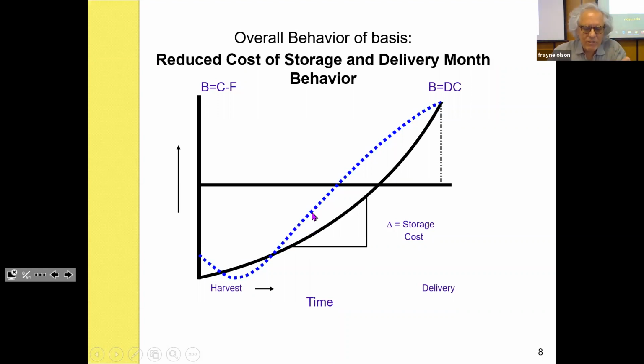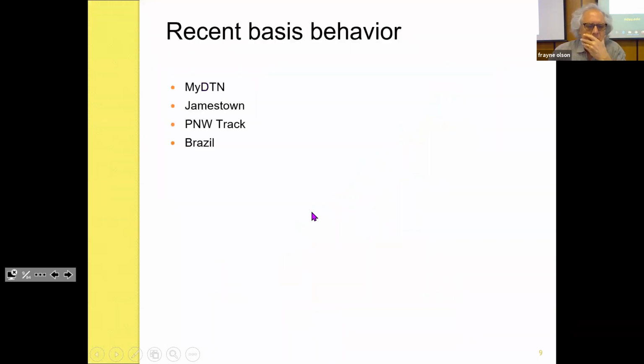Now, ironically, this is my way to theoretically describe the basis. When I show you the slides in a moment, the basis in North Dakota is exactly what happens. So let me show you a few slides of the empirical basis behavior, and I'll speak firstly to my DTN, which I use in my class, Jamestown, PNW, and Brazil, because they're all important.